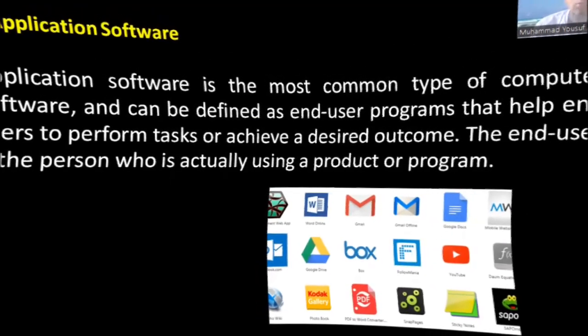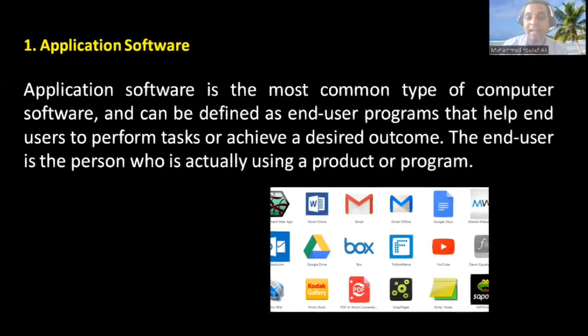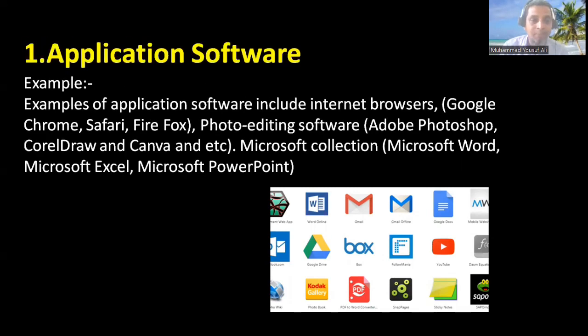Number 1, application software is the most common type of computer software and can be defined as an end user program that helps end users to perform tasks or achieve a desired outcome. The end user is the person who is actually using the product or program. Examples of application software include Internet browsers, Google Chrome, Safari, Firefox.